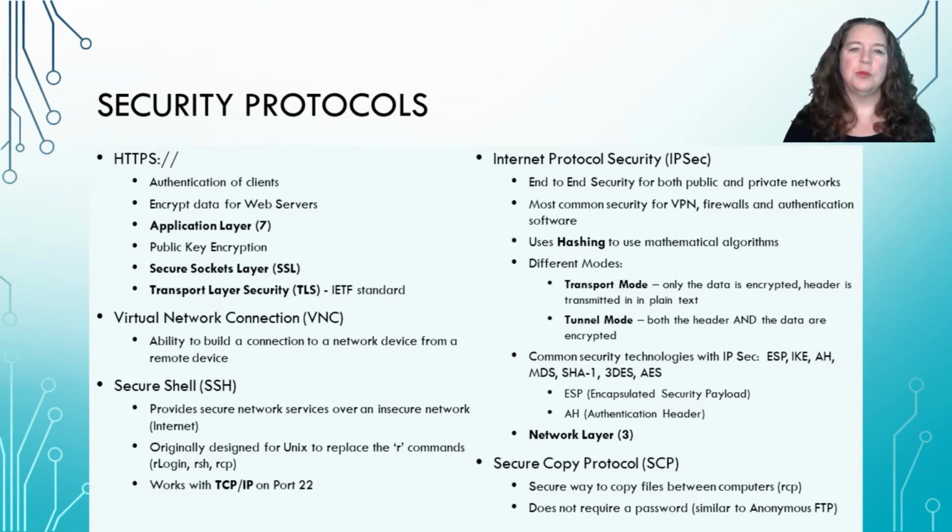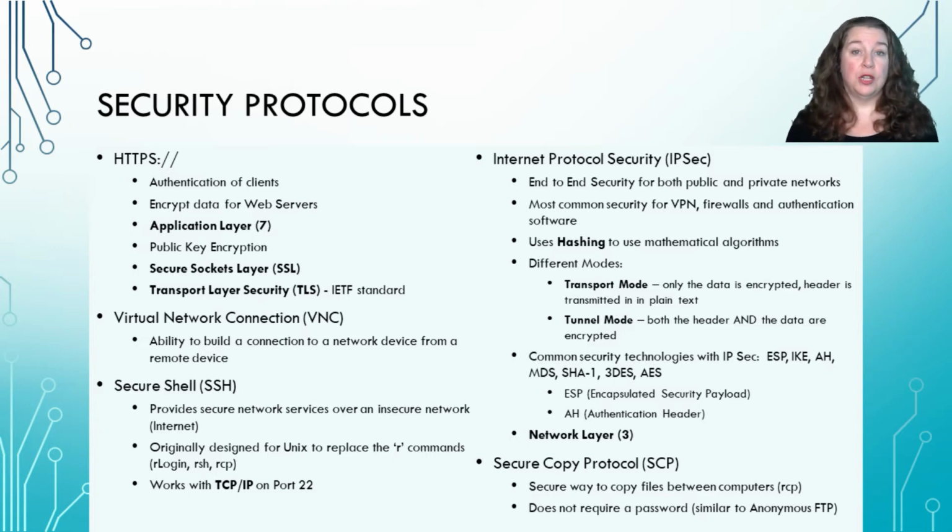This was originally designed to replace all of the R commands related to security in Unix. So in Unix, we had the remote login, which was rlogin, our remote shell, which was rsh, remember that shell, and our remote copy, which was file copy. So these were the R commands in Unix that were replaced by SSH. All of those are now incorporated in your SSH, your secure shell. This works with TCP/IP on port 22. Remember when we talked about the different ports for the different protocols? TCP/IP on port 22 is going to handle your secure shell commands.